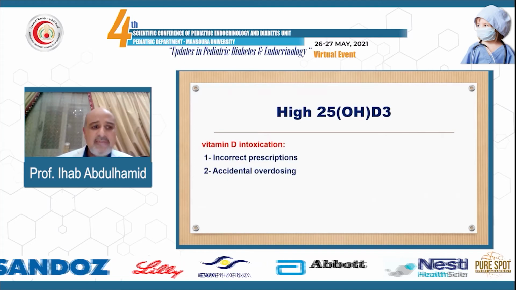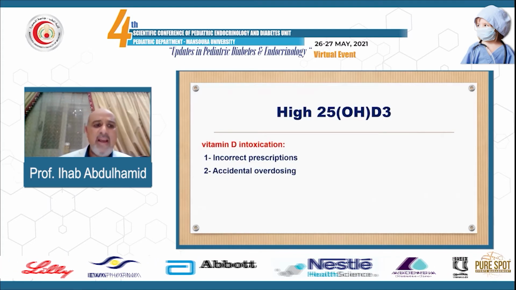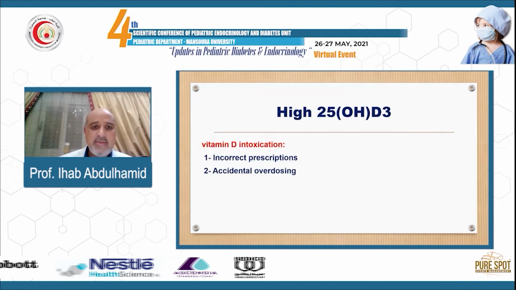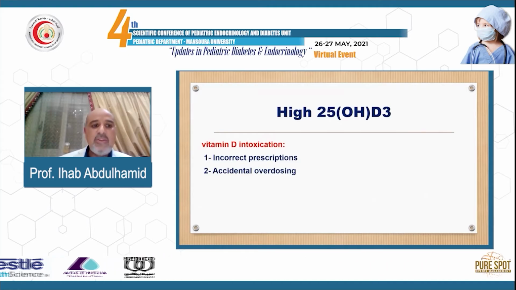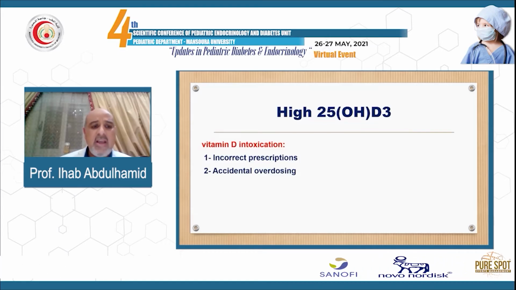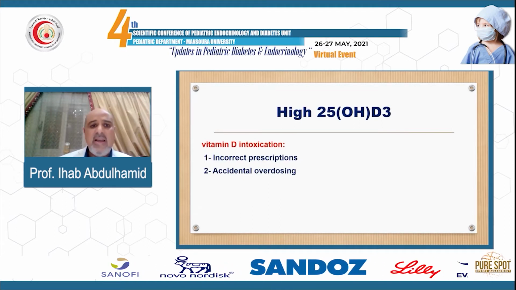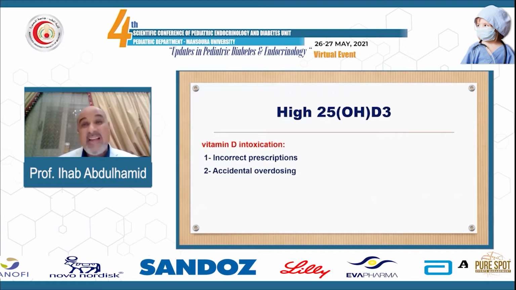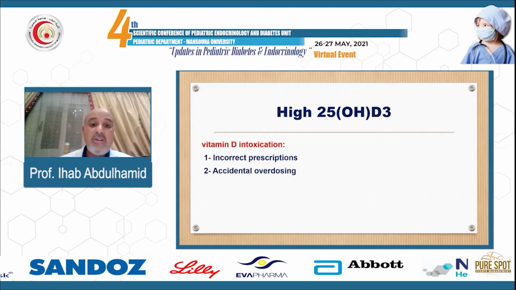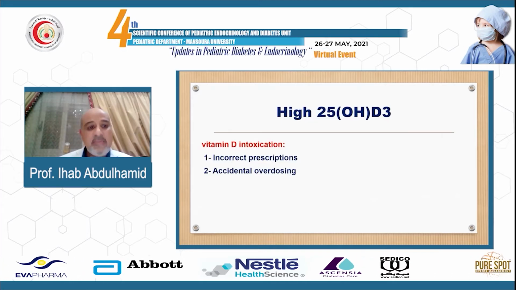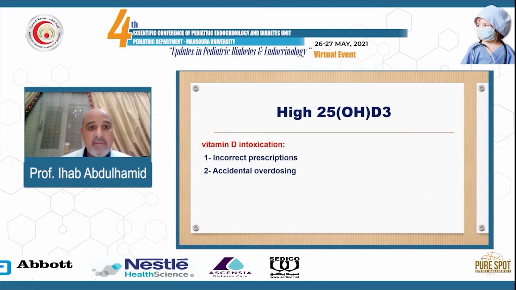Nowadays, we have, before, a dose of vitamin D of 600,000 units given intramuscularly, and we know a lot of people giving intramuscular injections of vitamin D every 2 weeks or every week for 3 to 4 doses. This huge amount leads to vitamin D intoxication, and the vitamin D is deposited in the adipose tissue, so it will take a long time to be released from the body, either due to incorrect prescription or accidental overdose.